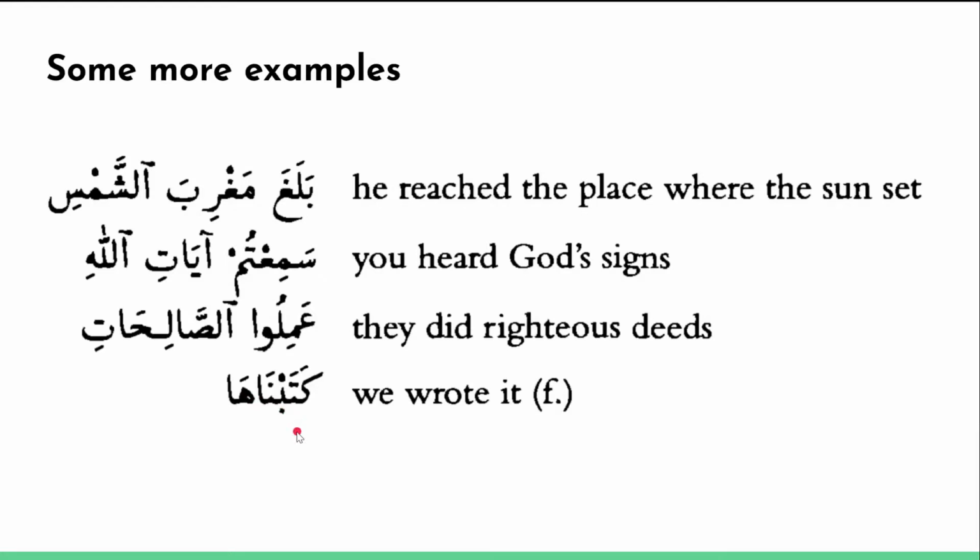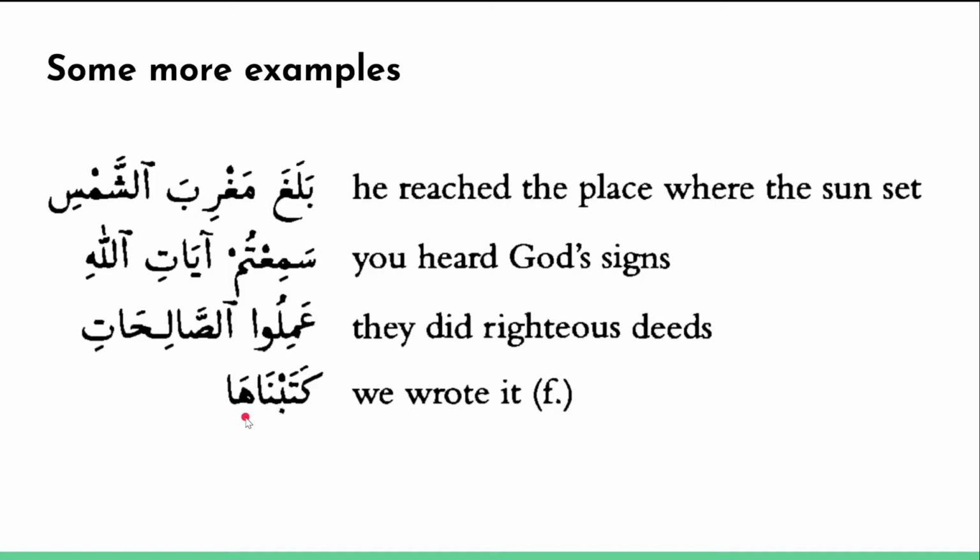Finally, one last example. This one's a little bit interesting. We won't go into too much depth here. But katabnaha. Katabnaha means we wrote it. And the way to break this down is, let's start with just that first part here. Katabna. Katabna is first person plural. That means we wrote it. We wrote. Katabna.